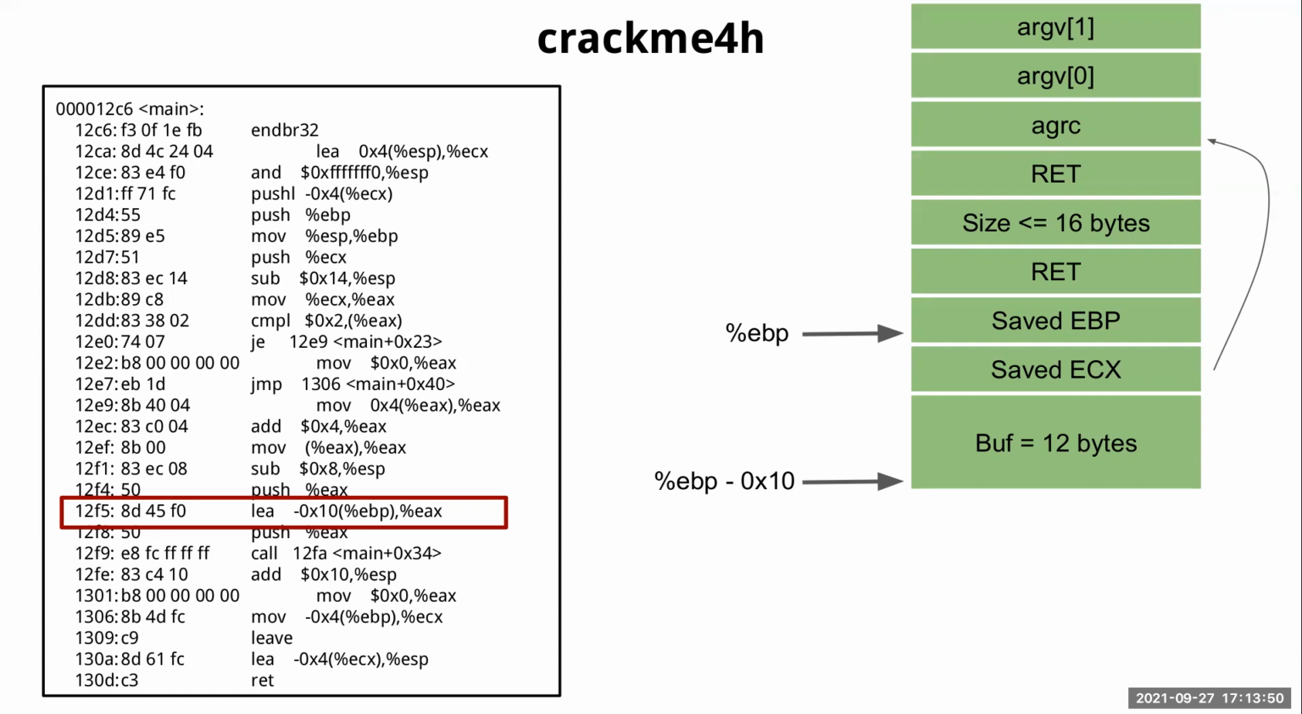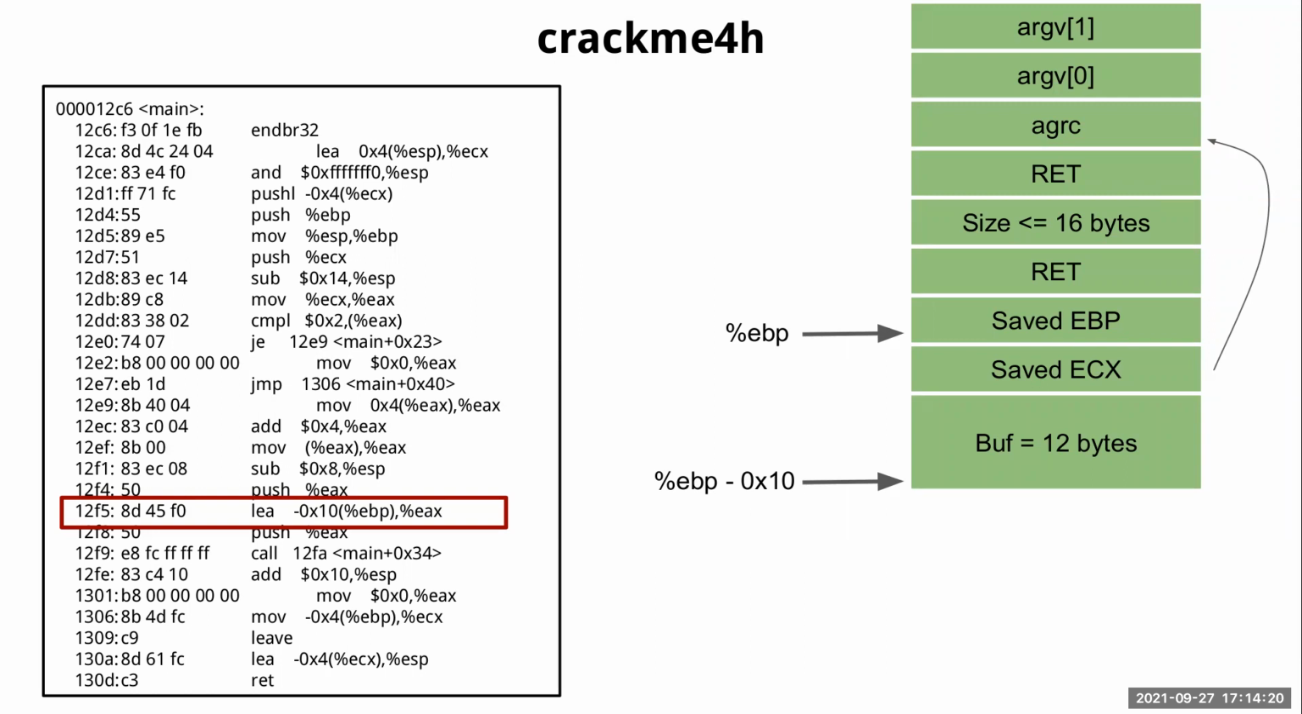Note that it's EBP minus 10. So EBP was here, okay? So 10 is 16 bytes, which means from the beginning of the buffer to the saved EBP is 16 bytes. And we already know we have 4 bytes used for saved ECX. So the buffer here is actually 12 bytes. Remember at the C code level, it's 8 bytes, but here we can say we actually have 12 bytes there.